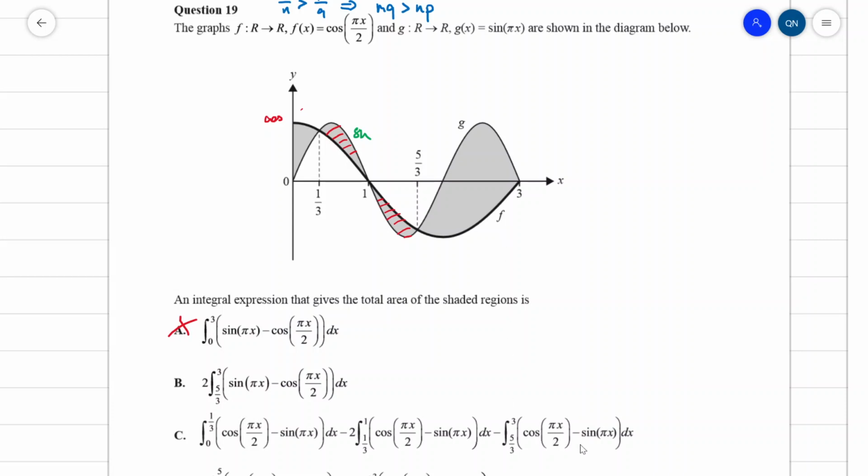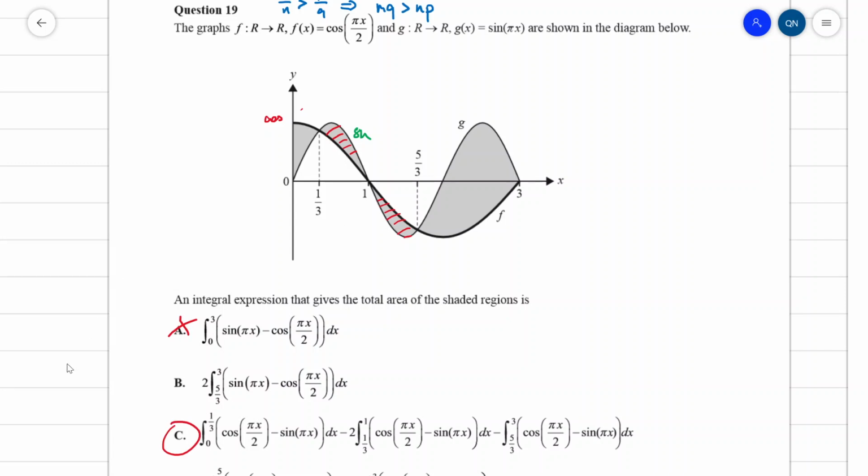This is raising eyebrows once again because we're supposed to do sine minus cosine because it's big minus small. But again, this is okay because there's an extra negative sign here that counteracts that. So indeed, this integral, along with that negative there, does give us the true area on that interval. So I'm going to go with option C.